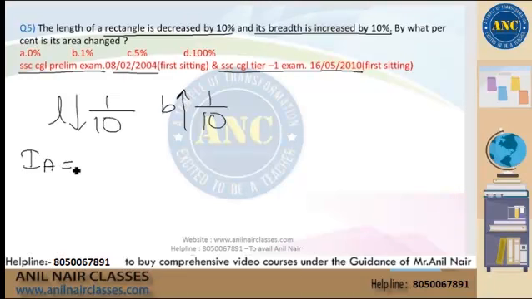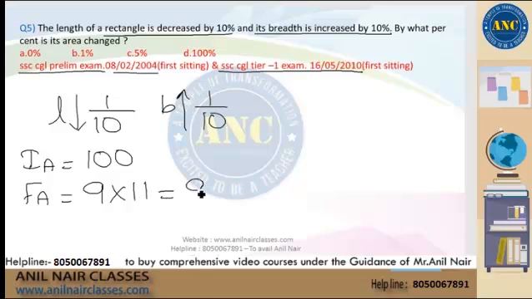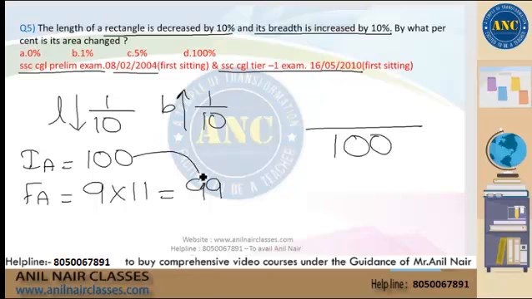Initial area is the denominator product, length into length, because the denominator is nothing but the initial value, 100. Final area: 10 is decreased by 1, it is 9. 10 is increased by 1, it is 11. 9 into 11 is 99. That means initially it is 100, and 100 is becoming 99. There is a decrease of 1. 1 by 100 is 1% decrease. Answer is option B. It is so simple.